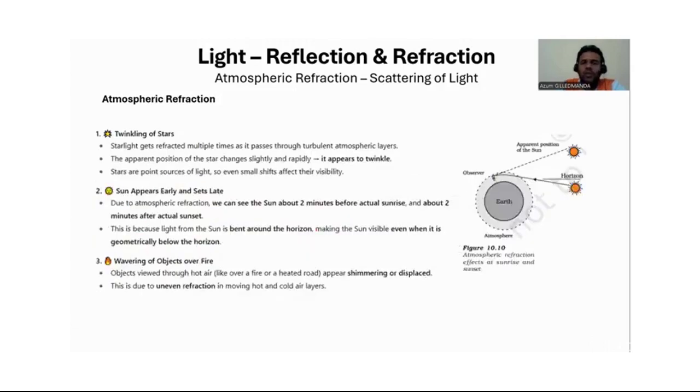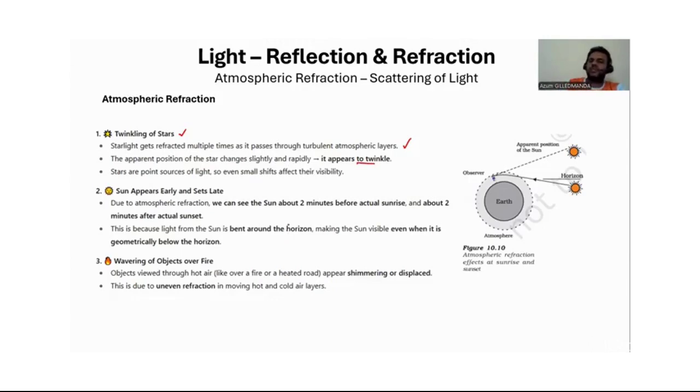All right. So what are the natural phenomena that we see because of the atmospheric refraction? For example, twinkling of stars, right? So we see the stars in the sky in the night. The starlight gets refracted multiple times as it passes through the turbulence of atmospheric layers, right? So we have different layers of the atmosphere, and it undergoes multiple refractions, right? So the apparent position of the star changes slightly and rapidly, and it appears to twinkle.